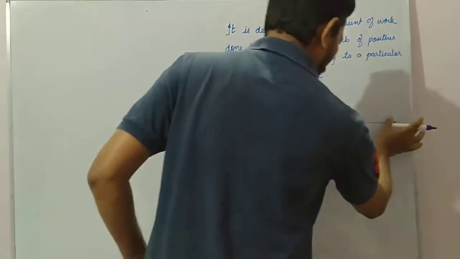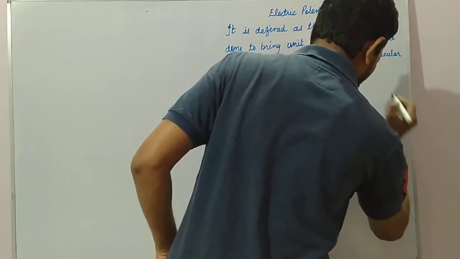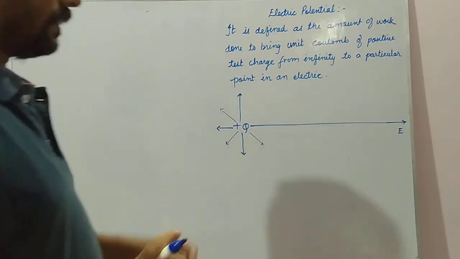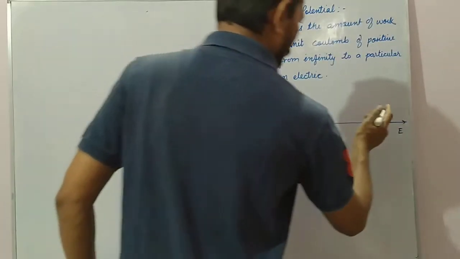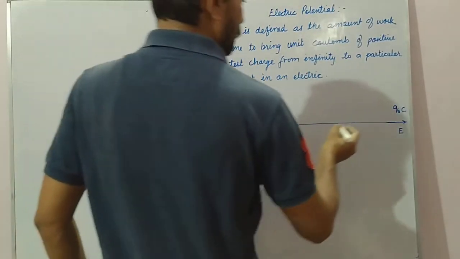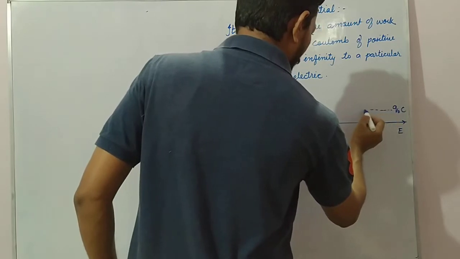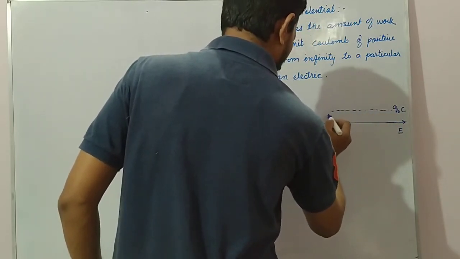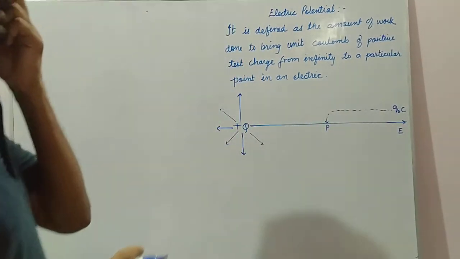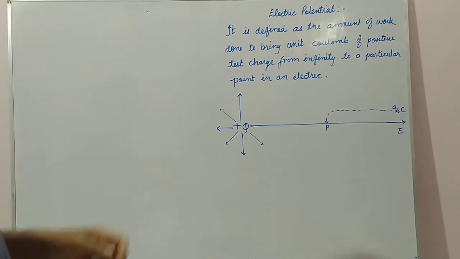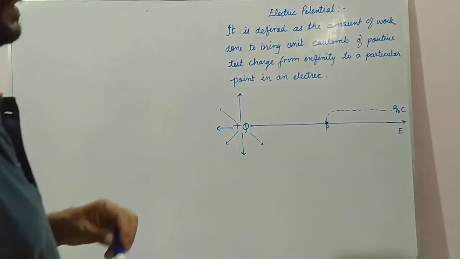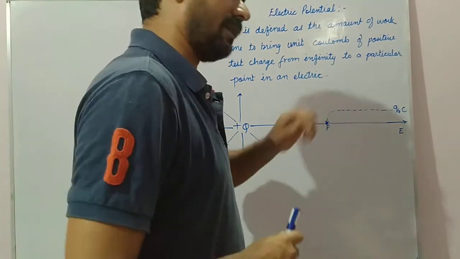Now see here, we are taking one electric field line that is acting along this direction. So as the electric field is acting along this direction, from infinity, if you are taking a test charge Q0 coulomb of charge, which is brought from infinity to a particular point, suppose at this point. Whatever is the amount of work done to bring unit coulomb of positive test charge from infinity to this point, that is electric potential.